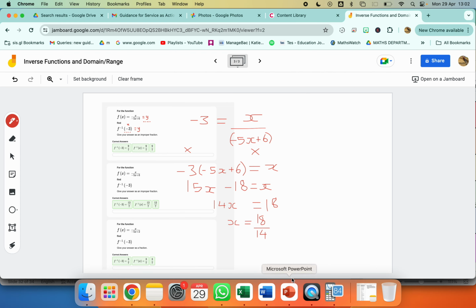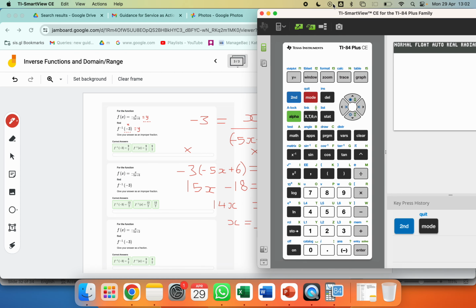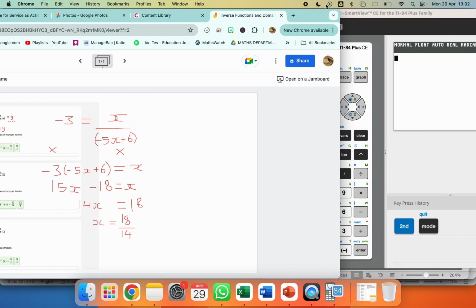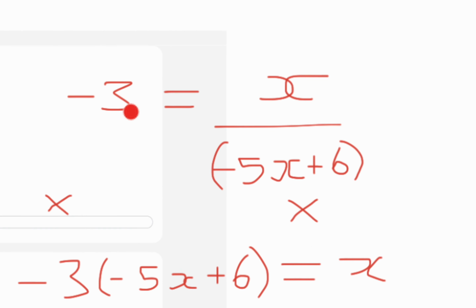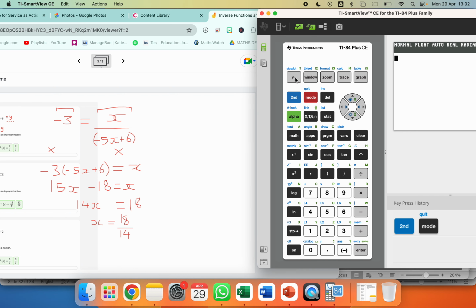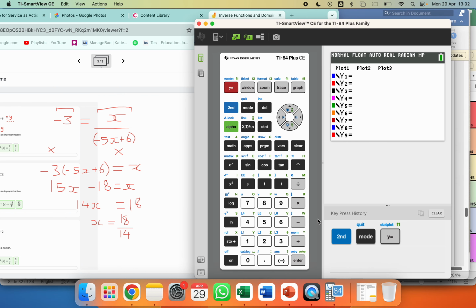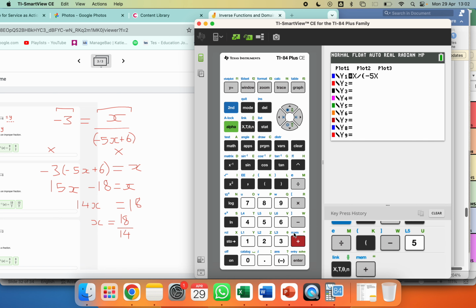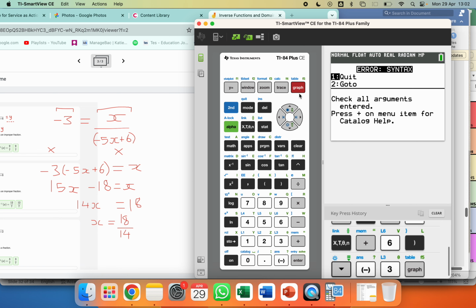Now how would you do this on the calculator? Well, what we're going to do is we're going to open the calculator, and on the calculator we're going to assume that this is an equation we need to solve, and there's two parts to the equation. This is part 1 and this is part 2, and we're going to put them on two different lines of the calculator. So you press y equals, and you're going to put the right hand side, I'm going to put that as y1. So we're going to do x divided by brackets -5x plus 6, close brackets, and then the second part's going to be -3. Make sure you select the small -3, then we press graph.